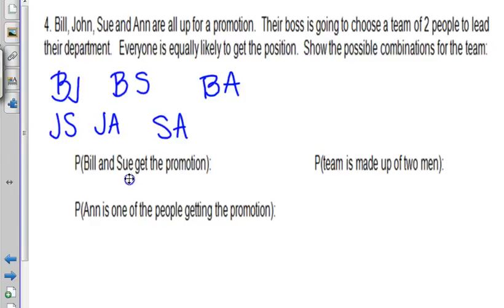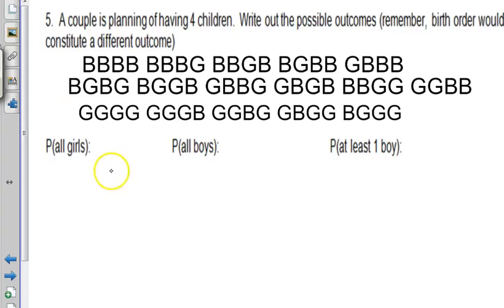So what's the chance that Bill and Sue get the promotion? 1 out of those 6 have both Bill and Sue. The team is made up of 2 men. The 2 men would be only if it was Bill and John. All the other combinations have either Ann or Sue. Ann is one of the people: 3 out of 6, or 1/2. We good?